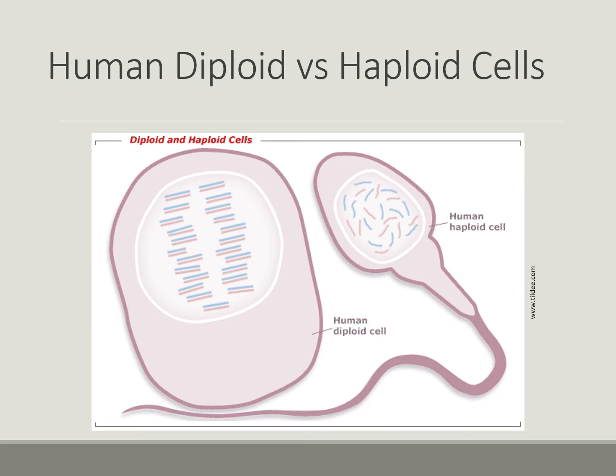For humans, this is what it would look like in different cells. On the left is a regular somatic cell, a non-sex cell, found in cells such as skin, lungs, or bones. On the right is a sperm cell or a gamete. The somatic cell on the left is diploid, meaning it has 23 sets or matching pairs of chromosomes, one from each parent. On the right, the sperm cell is haploid, meaning it only has one copy of each chromosome, no matching pairs.